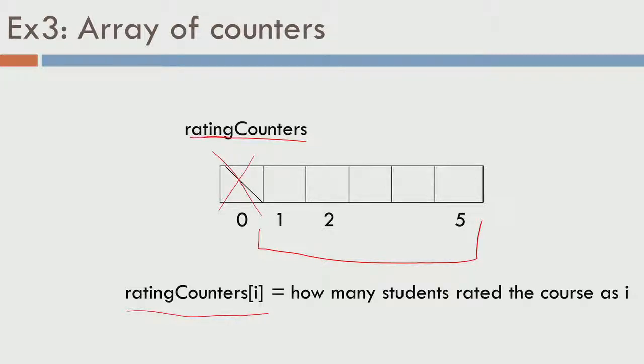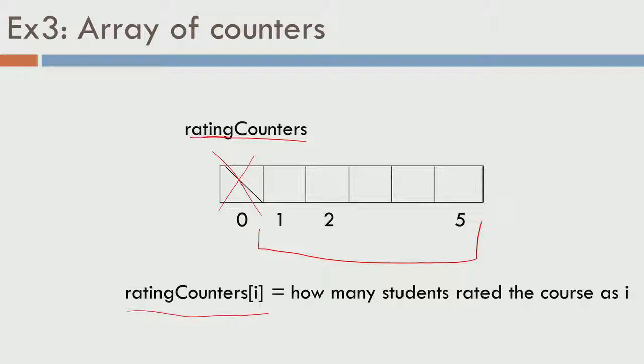Right. Therefore, even though my array actually has 6 elements, I want only 5 of those. I am using part of the array, I am not using the whole array. So, this makes the programming slightly easier. Let us see how to write this program.